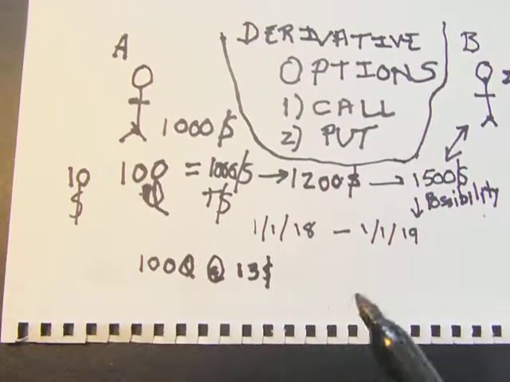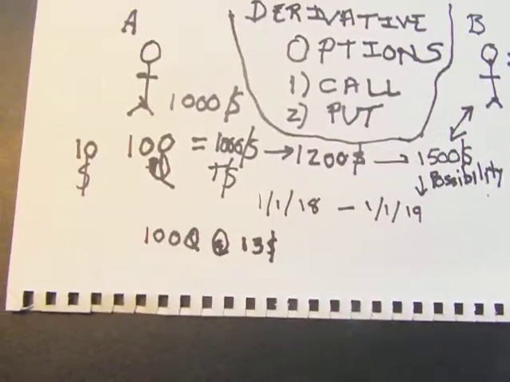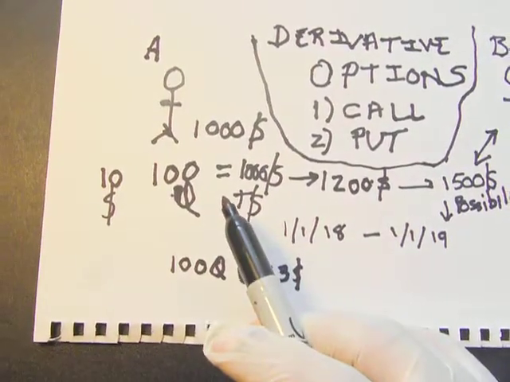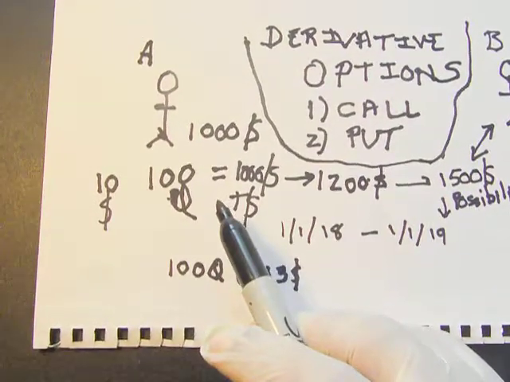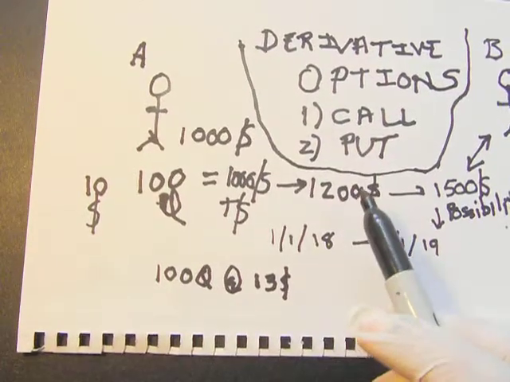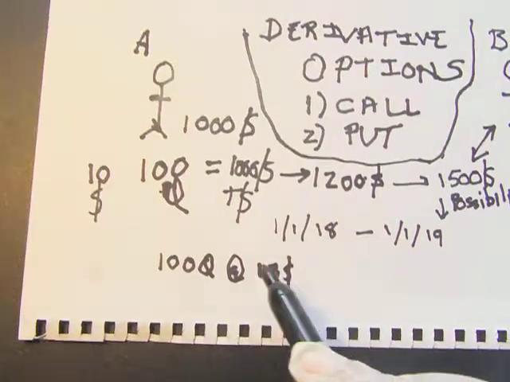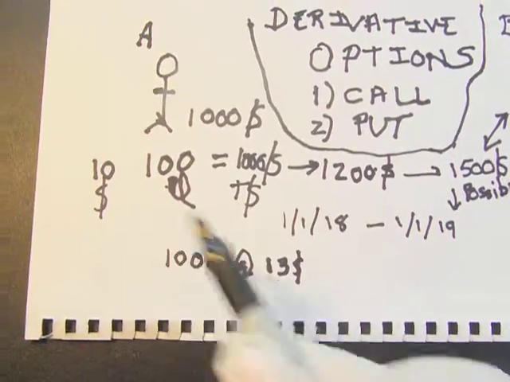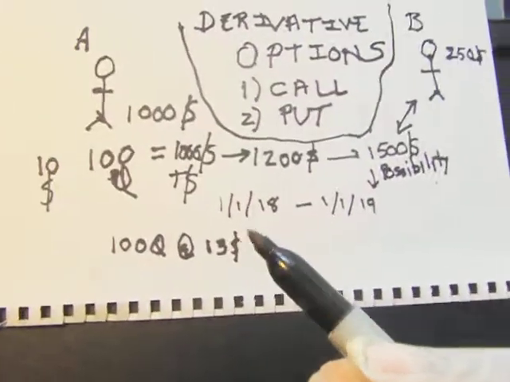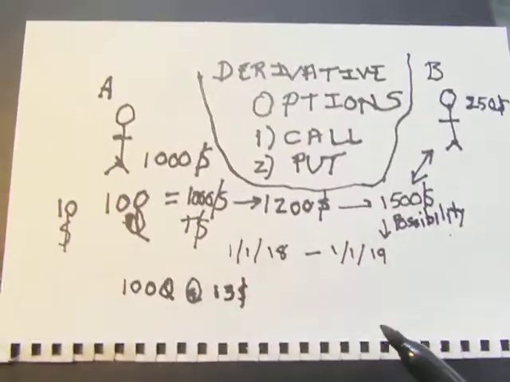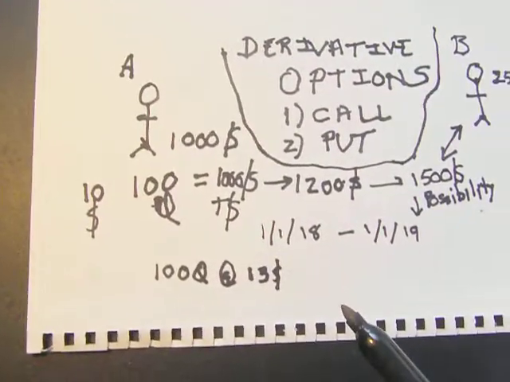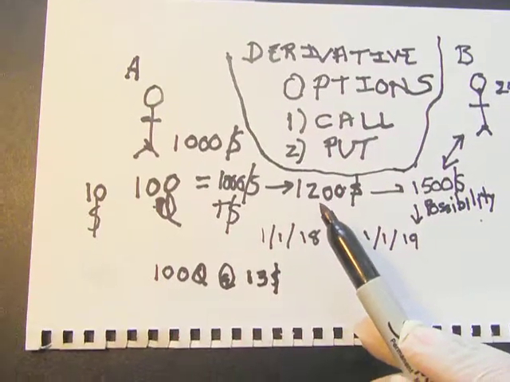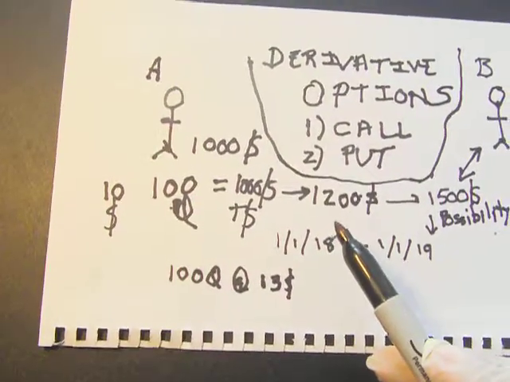And for this, why should person A do this, right? Because person A already has the stock. Person A will benefit $300 if the price of stock becomes from $10 a stock to $13 a stock anyways. Why should person A do this? So the reason person A does it is because person A thinks that this is not going to go beyond $12 a stock, which is $1,200.